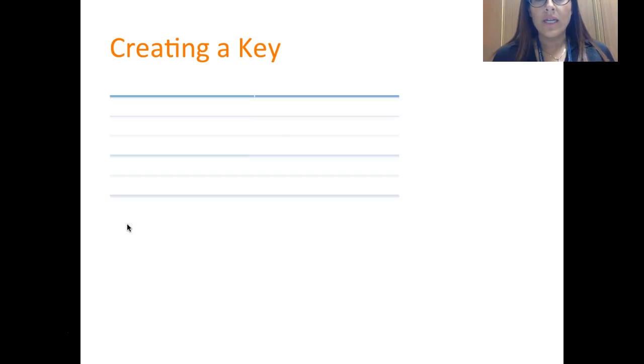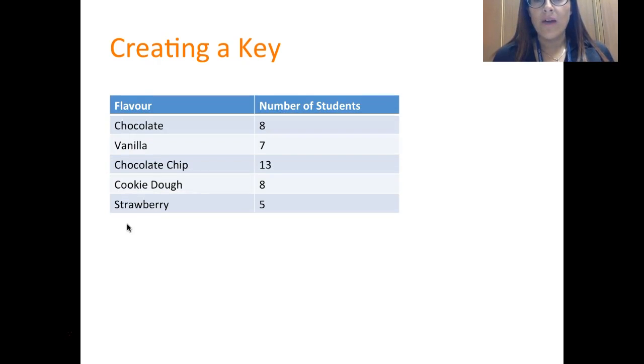Now we need to create a key. So this is the data we have. In order to create a key, you need to look at the numbers that you have to work with. Because these numbers are small, I think I'm going to make my key out of 2. Your key must be bigger than 1. 2 is the smallest number you can have for your key. But for this graph, I'm going to use 2 because these numbers aren't very big.